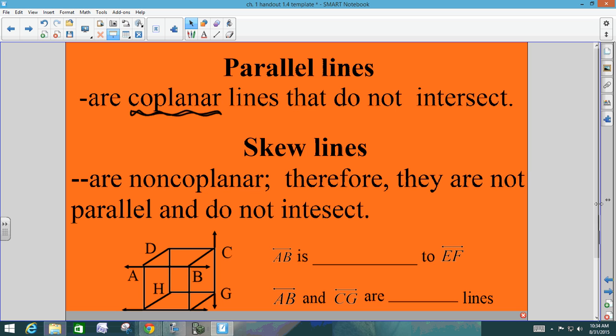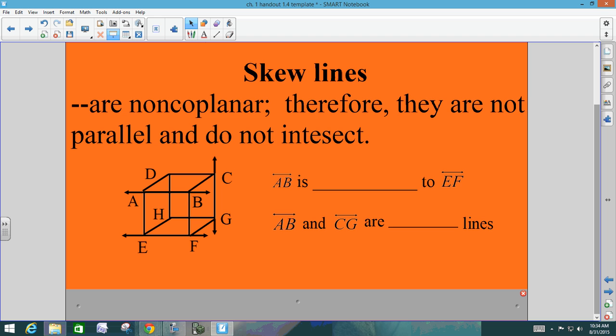In your picture there, your little diagram, it says line AB is blank to line EF. Here's AB. Here's EF. What are they? Parallel. We have a symbol for parallel. You can write out the word parallel if you want, but I'm going to use the symbol. The symbol for parallel is two parallel lines.